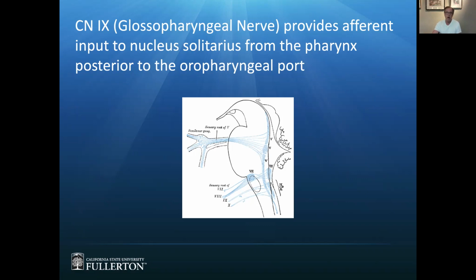So it carries all of the information back from the pharynx to the brainstem swallowing center, and specifically to the nucleus solitarius. From the pharynx, here's an important landmark: posterior to the oropharyngeal port. If you go anterior to the oropharyngeal port, you're in the mouth, and that's a different cranial nerve that provides sensation for that. That's also important for swallowing, but not for the pharyngeal and esophageal phase.